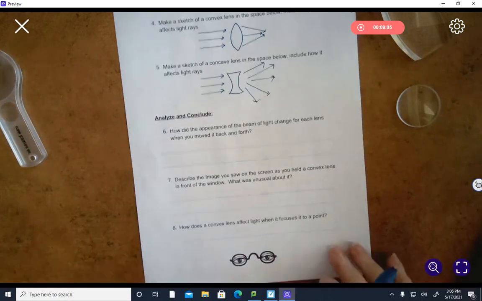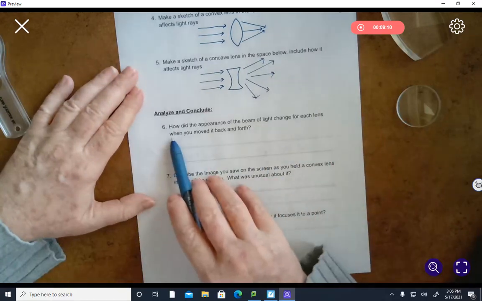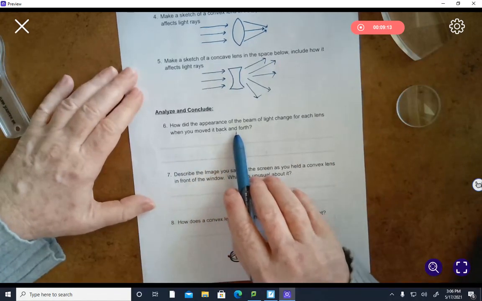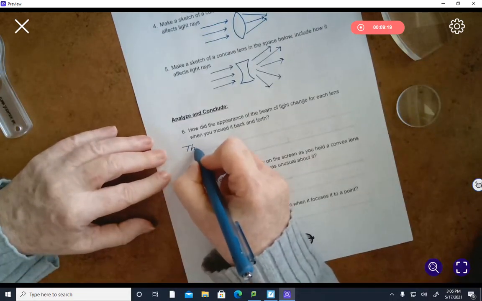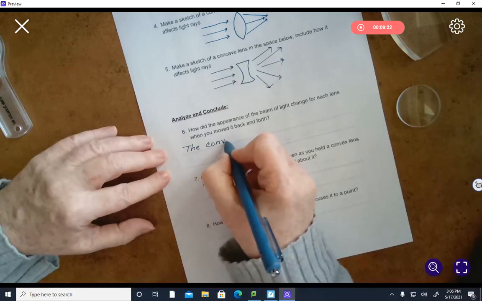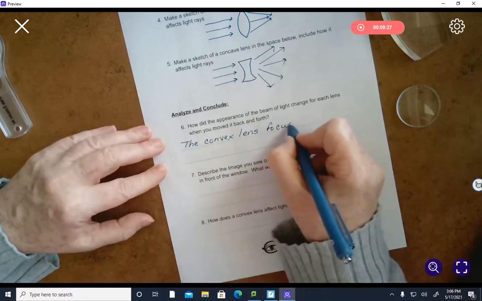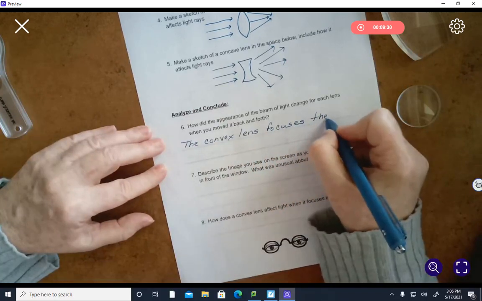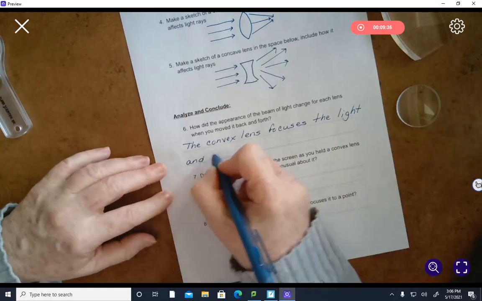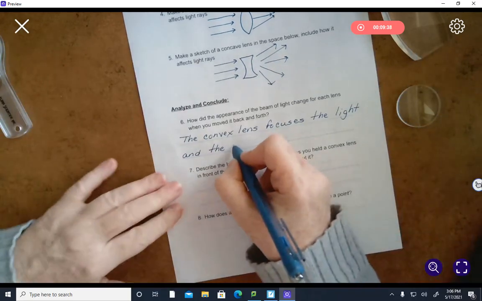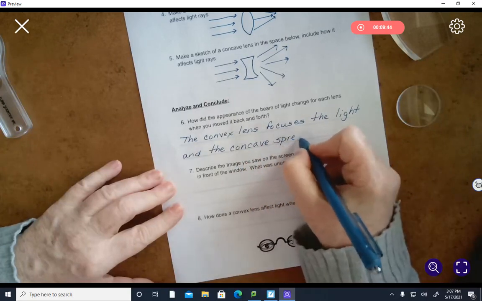So how did the appearance of the beam of light change for each lens when you moved it back and forth at the beam of light when you were going there? So we could say the convex lens focuses the light, and the concave spreads it out.